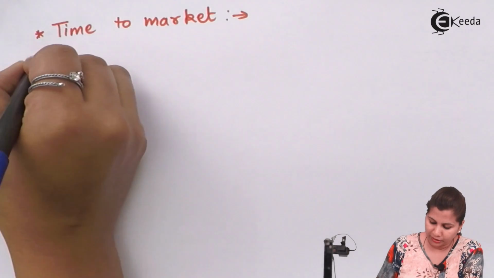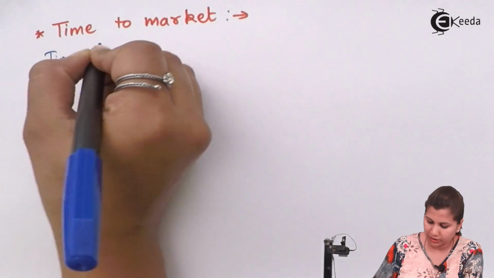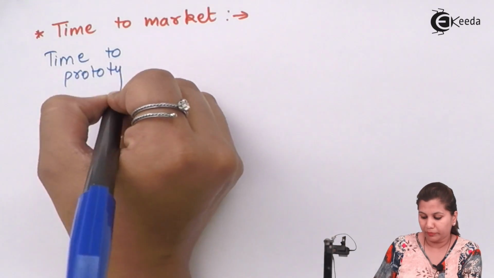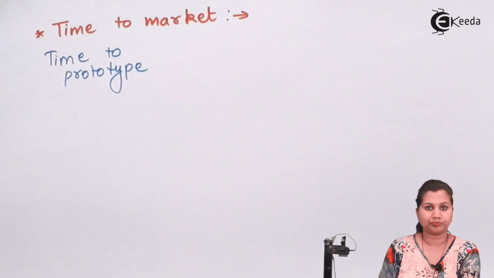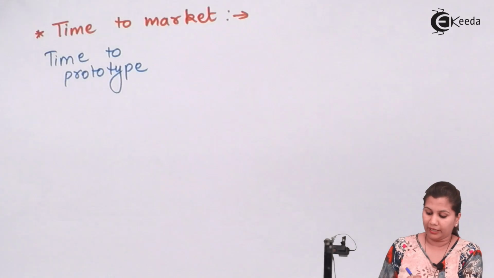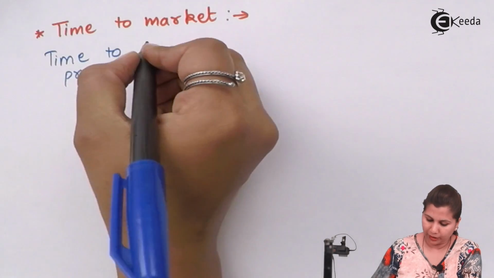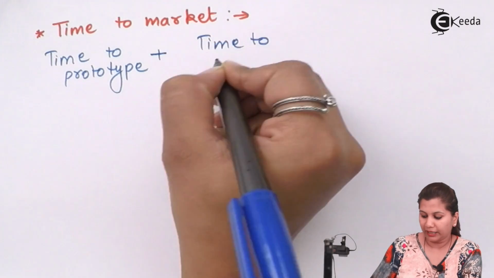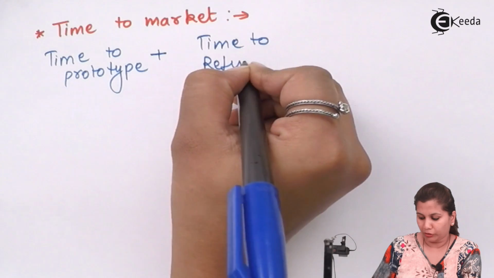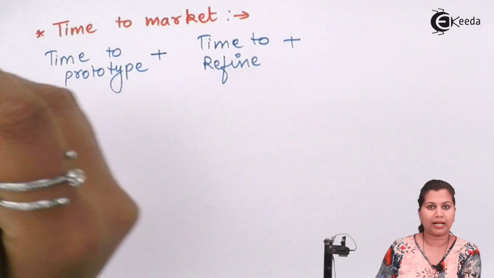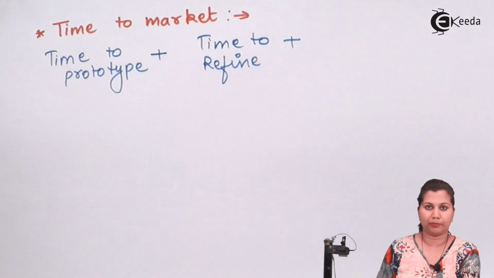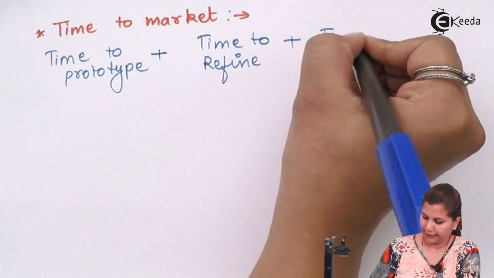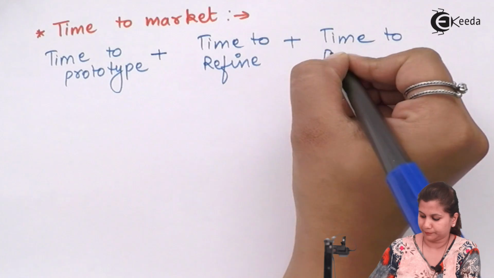So this time to market involves the time to prototype, meaning first we are going to make the prototype of the system. Then, once the system is developed, how much time we take to refine that prototype, because some changes are to be made so that its performance gets better. Then after that, the time to produce it in bulk.